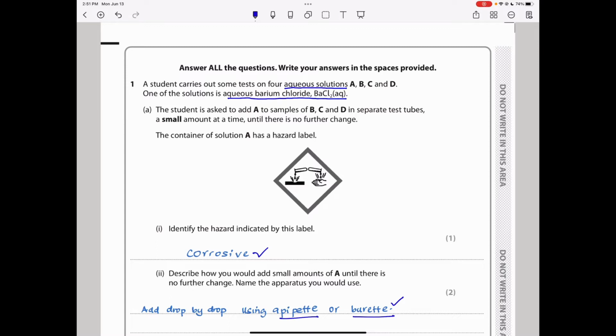The student is asked to add A to samples B, C, and D in separate test tubes, a small amount at a time until there is no further change. The container of solution A has a hazard label, which is basically this one. Identify the hazard indicated on this label. This means corrosive. Yep, it means corrosive. That's very easy to identify actually.